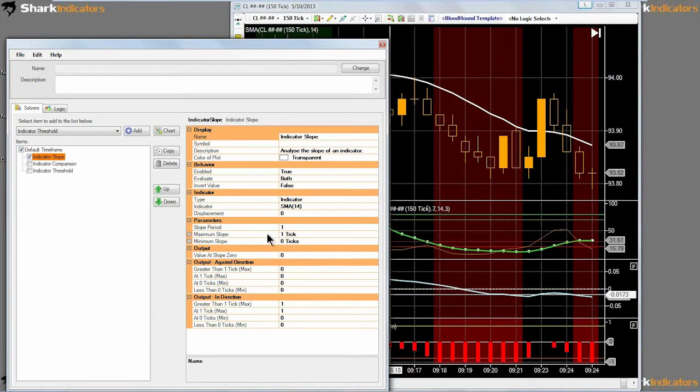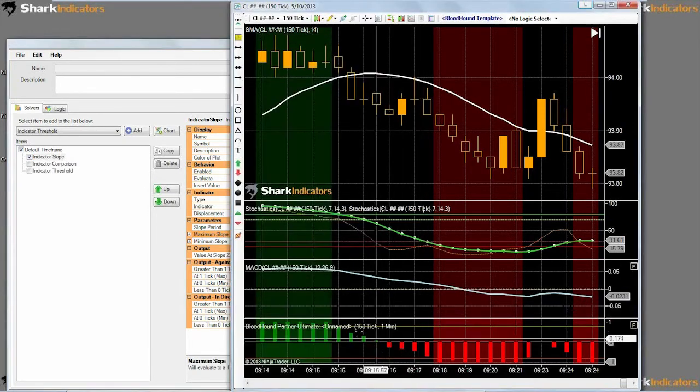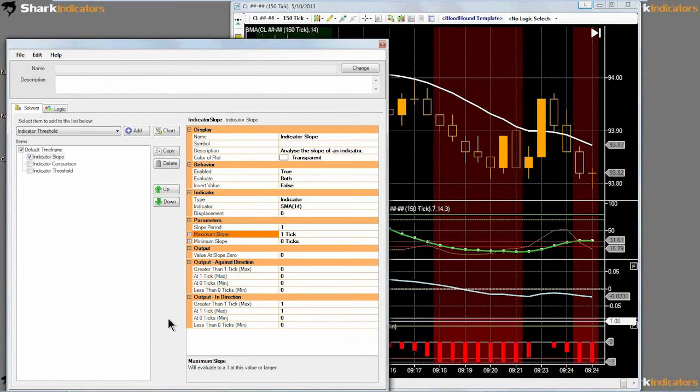You can see when I put 1 tick in the maximum slope, now we have an analog type output from this solver. If we match up the output here, when the SMA is at 0 ticks of slope, in other words it's flat, our output is 0. So when we're flat, there's no output. And then when the SMA reaches a slope of 1 tick, our output is going to be 1, or 100%.